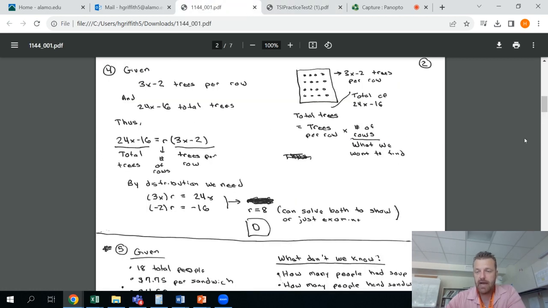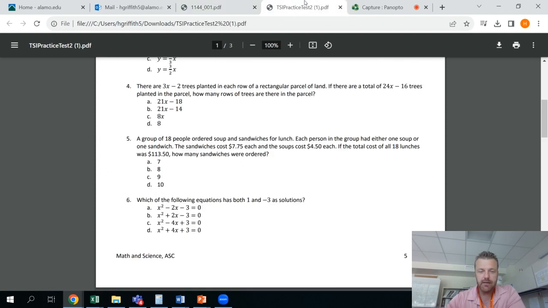So let's look at number 5. A little bit of a confusing question. We'll read it here. We're told that 18 people order a soup or sandwich for lunch, that each person in the group has only one or the other, that sandwiches cost $7.75, and that soups cost $4.50. We know that there were 18 total lunches ordered, and that it cost $113.50. And what we want to find out is how many sandwiches were ordered.